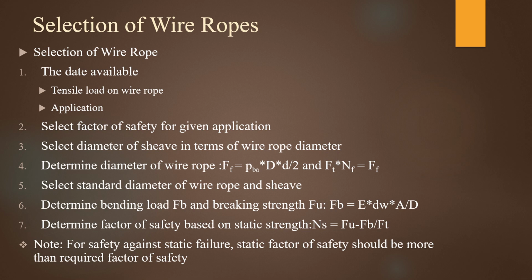Now note here, for safety against static failure, static factor of safety should be more than required factor of safety. Meaning of this statement is you have two factor of safety values, that is factor of safety which you have selected in second step and factor of safety calculated in seventh step. So for safety against static failure, static factor of safety should be more than required factor of safety.